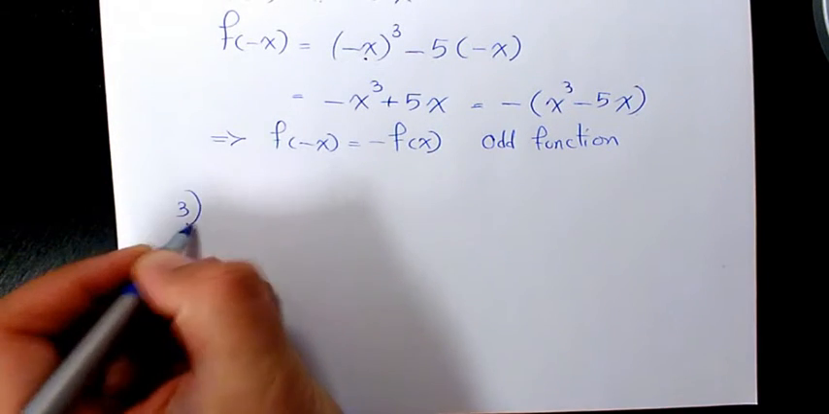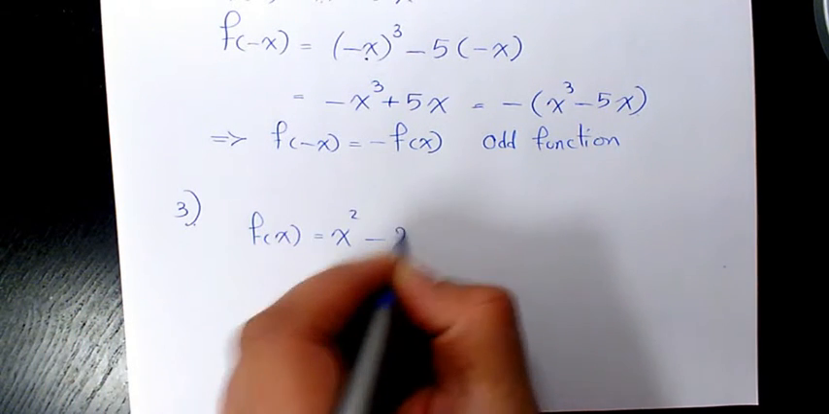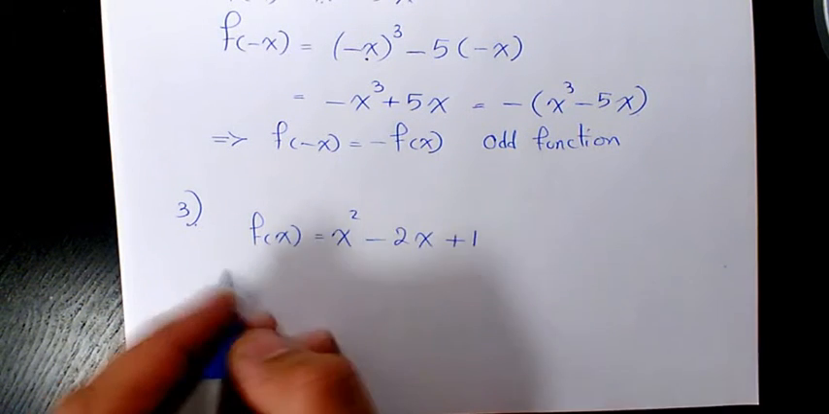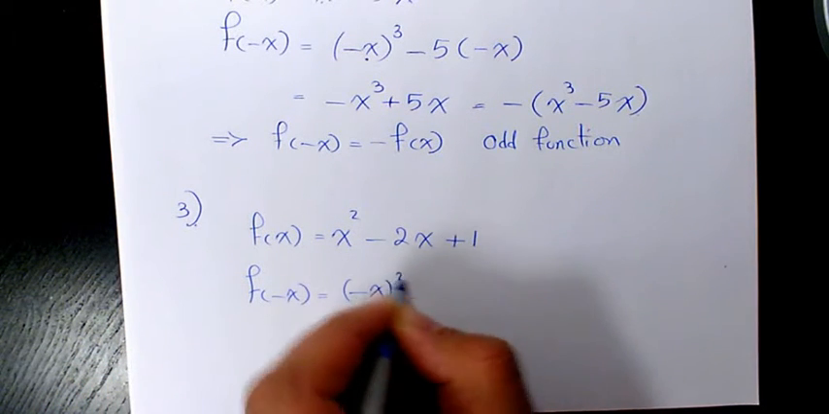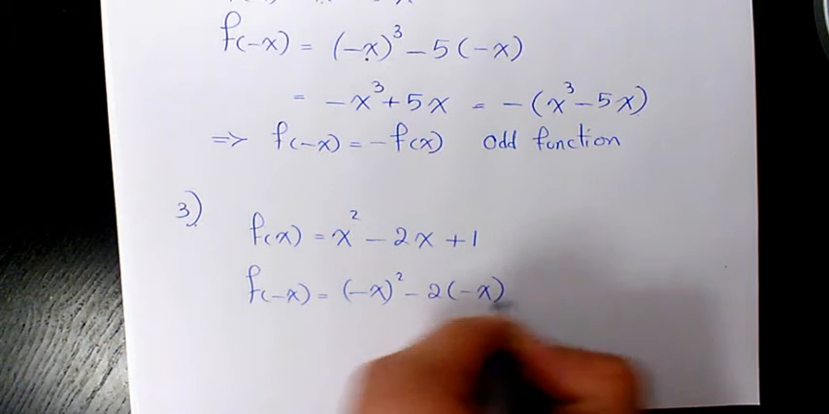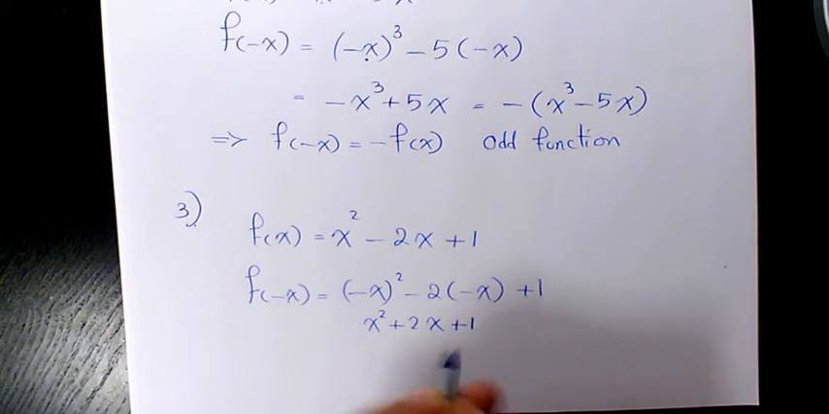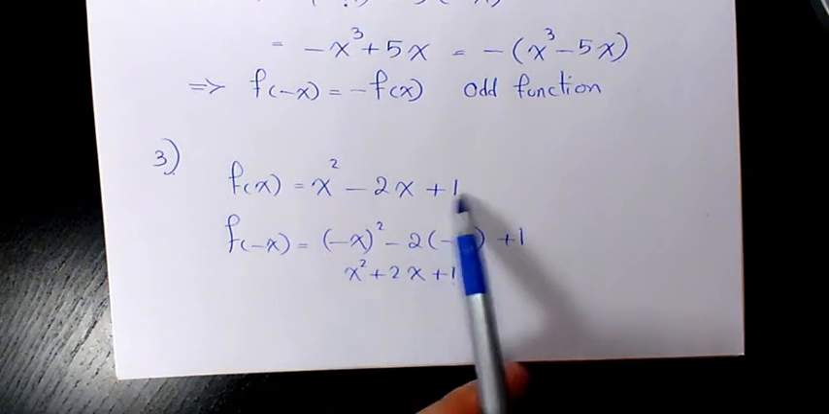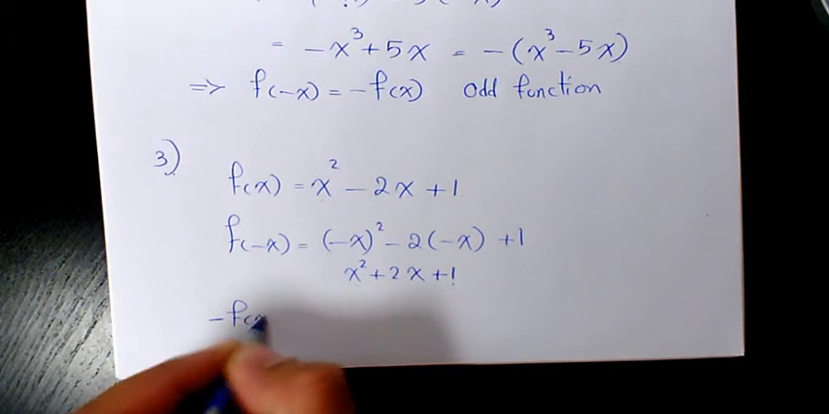Next example. f of x equals x squared minus 2x plus 1. In this example, I'm going to write f of negative x. That's going to be negative x to the power of 2 minus 2 times negative x plus 1. That's going to be x squared plus 2x plus 1. On the other hand, that's definitely not an even function, because this and this equation are not the same. So let's write negative f of x.